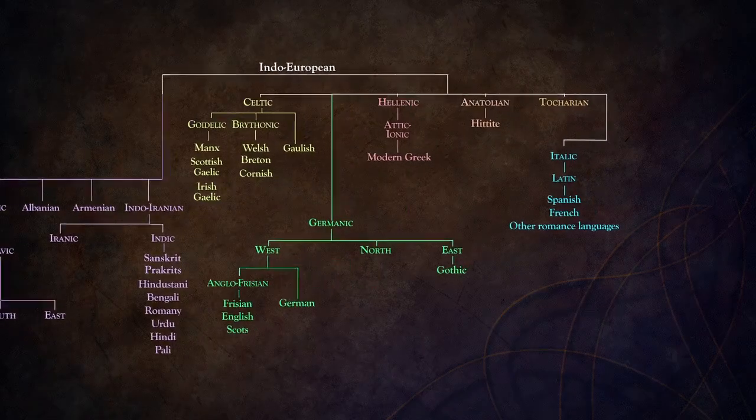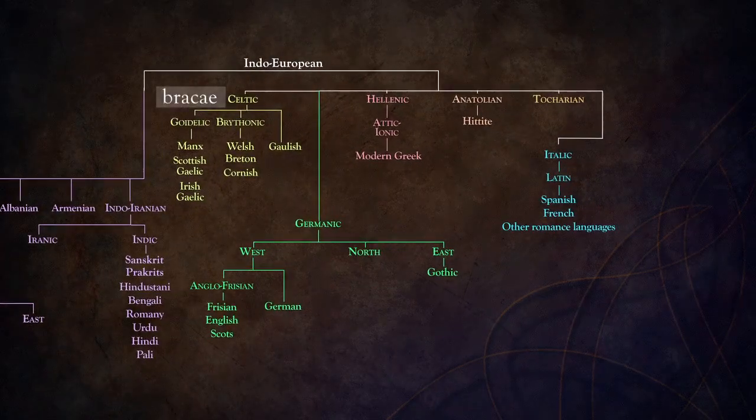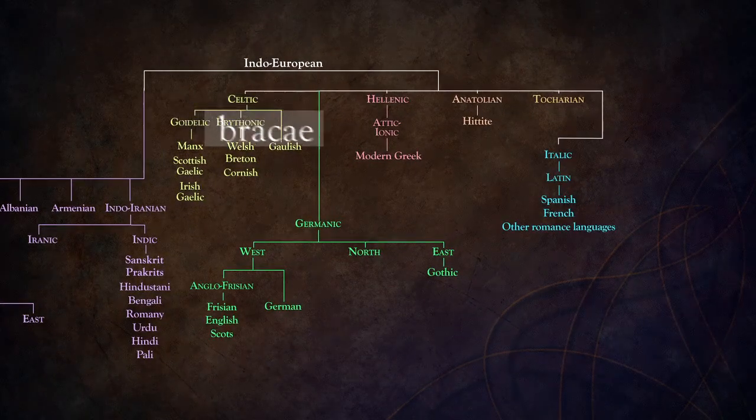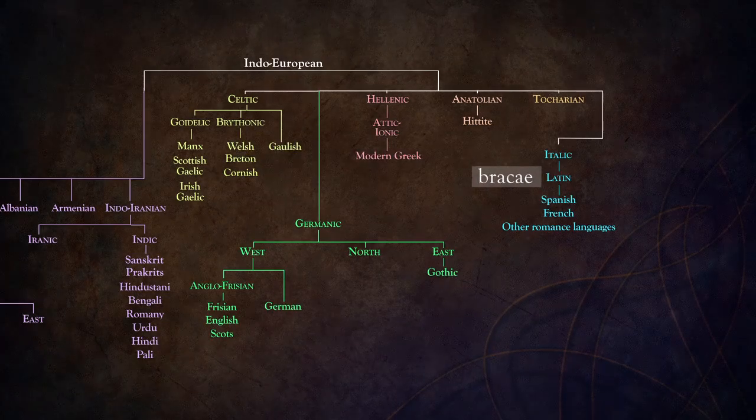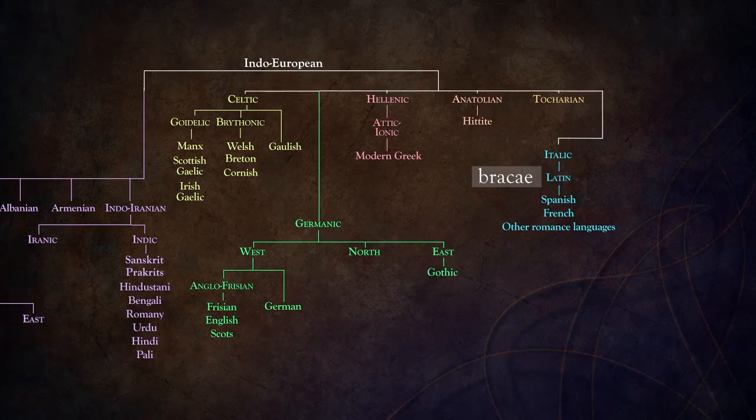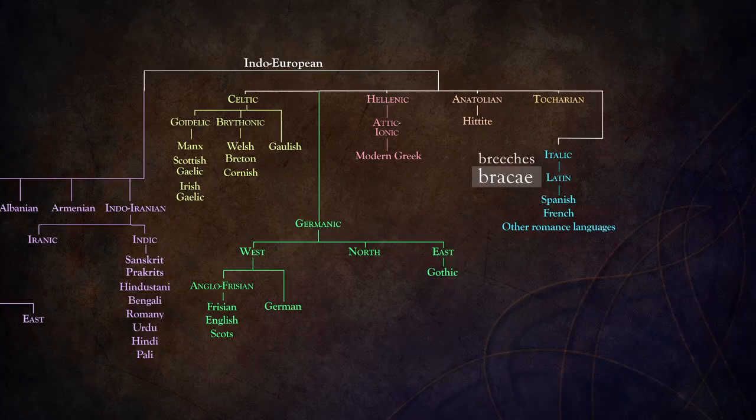In many cases, the words they borrowed represented concepts or artifacts that were new to the Romans, that they just didn't have a word for themselves. One of my favorites is the word brachai, which was borrowed into Latin from Celtic. It means trousers or pants, and it is distantly related to our own word breeches.